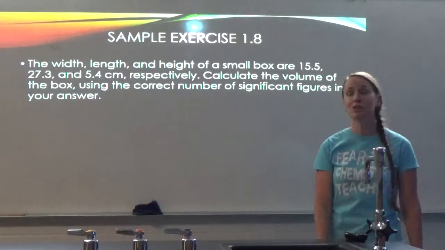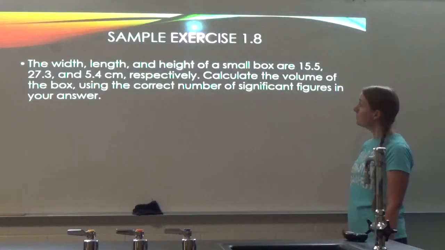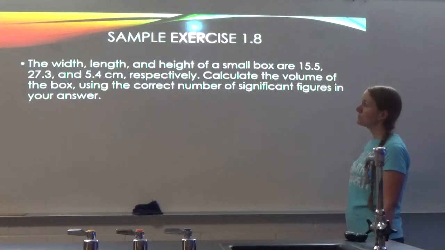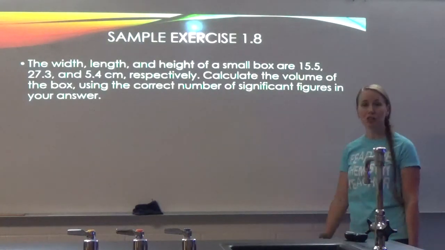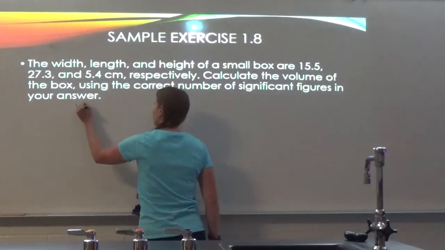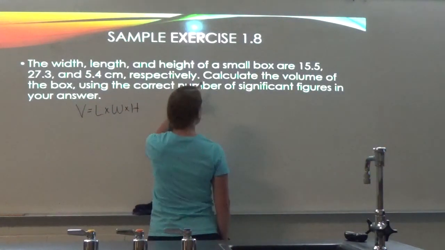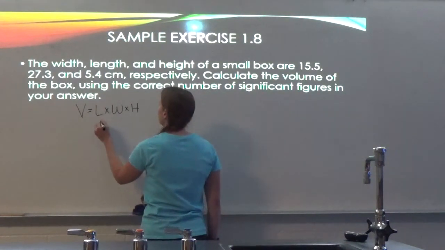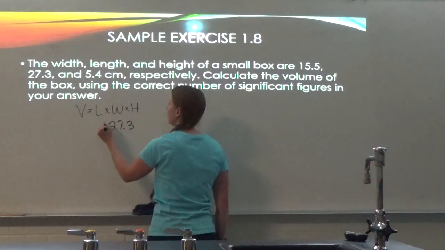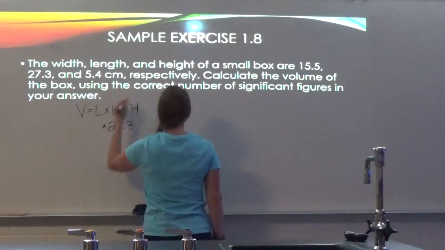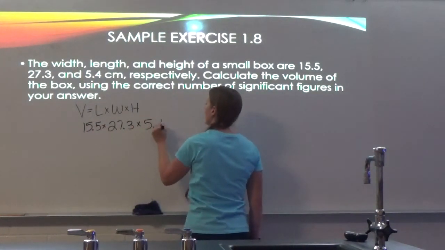So, nothing we can do but jump on in. It says the width, length, and height of a small box are 15.5, 27.3, and 5.4 centimeters respectively. Calculate the volume of the box using the correct number of significant figures in your answer. Okay, so I know volume is length times width times height. So I just plug in. My length is technically 27.3. I know it doesn't matter what order, but let me follow the question. The width is 15.5, and the height is 5.4.